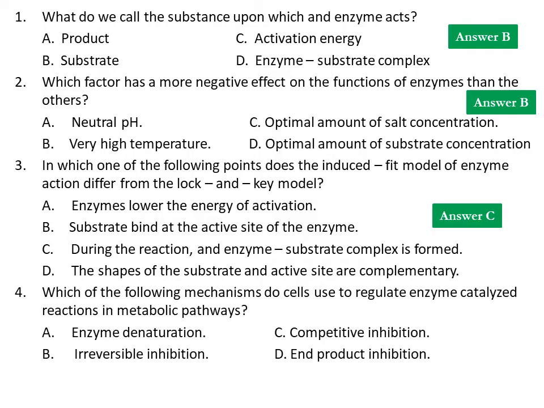Question number 4, which of the following mechanisms do cells use to regulate the enzyme catalyzed reaction in metabolic pathway? A, enzyme denaturation. B, irreversible inhibitions. C, competitive inhibition. D, end product inhibition. So the answer should be D, end product inhibition.